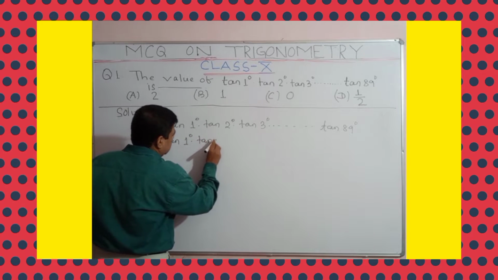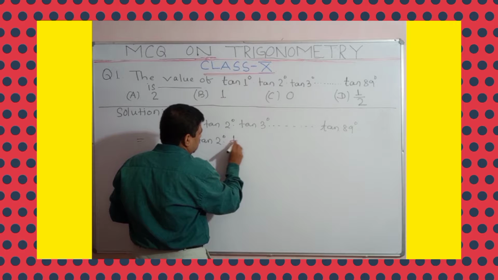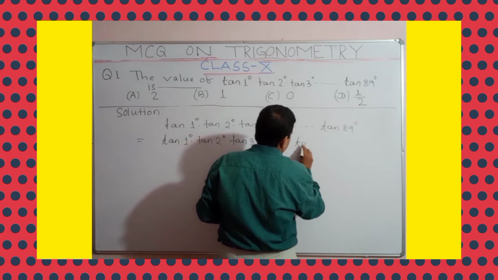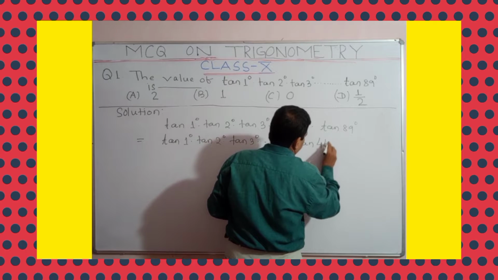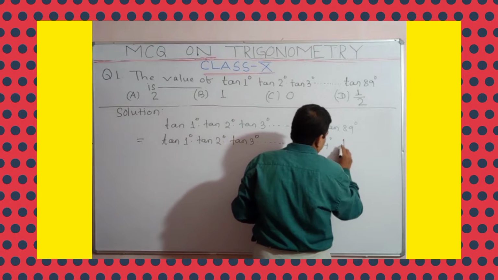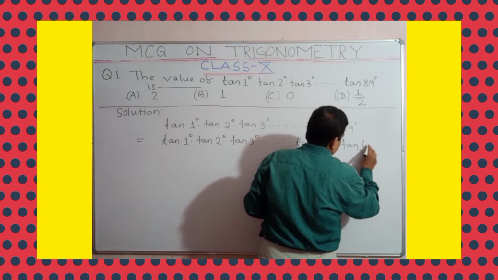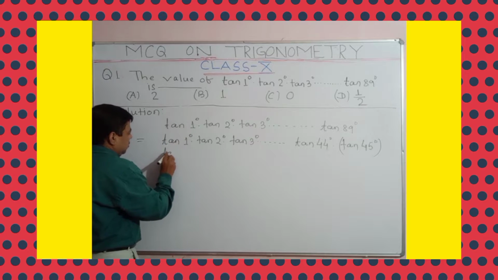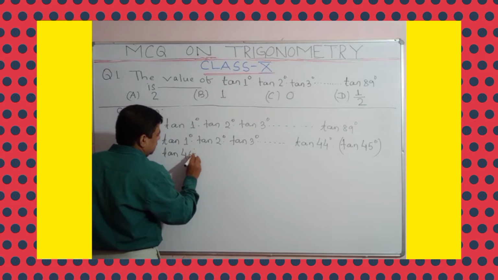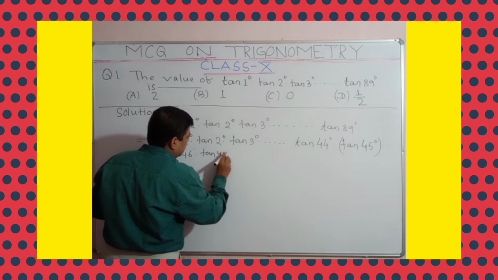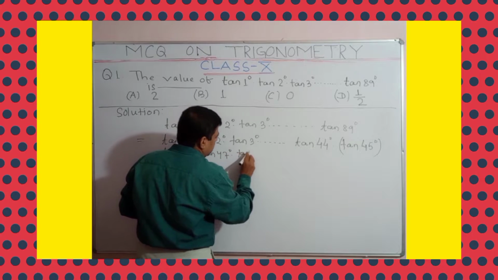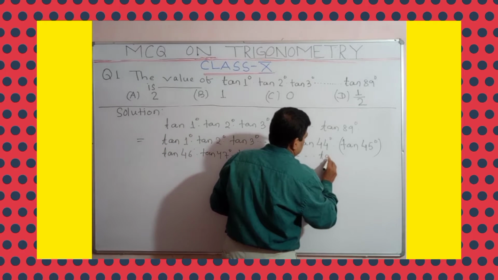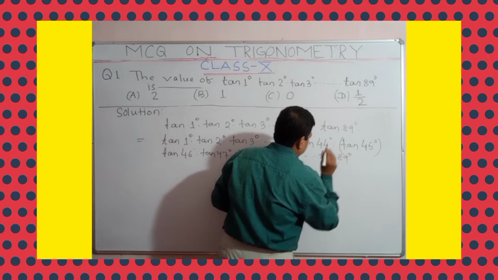So now you see, tan 1 degree into tan 2 degree into tan 3 degree up to tan 44 degree, then you write into tan 45 degree. Then you write tan 46 degree into tan 47 degree into tan 48 degree up to tan 89 degree. Can you do?